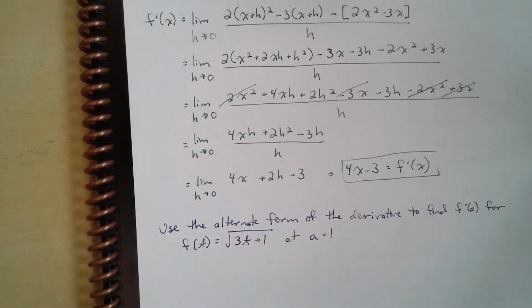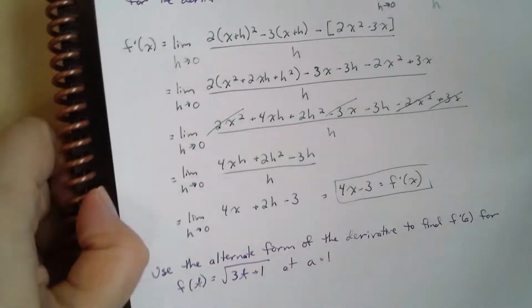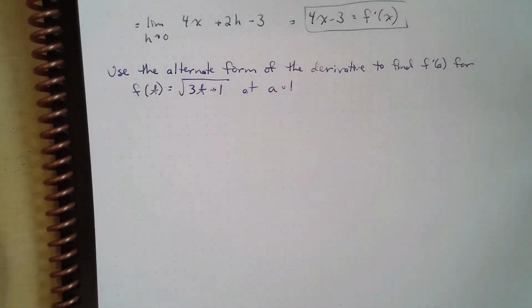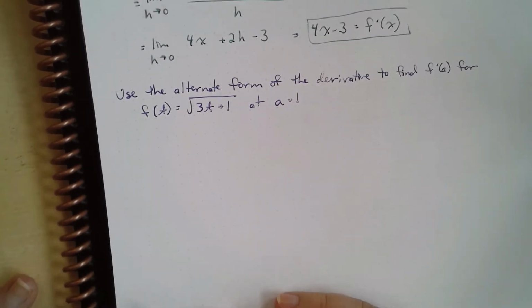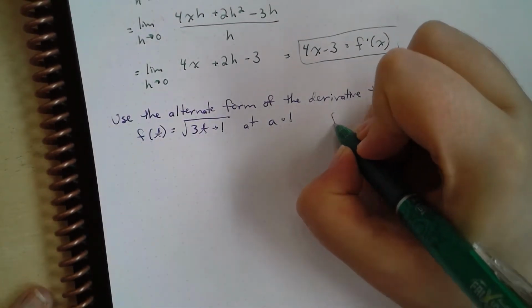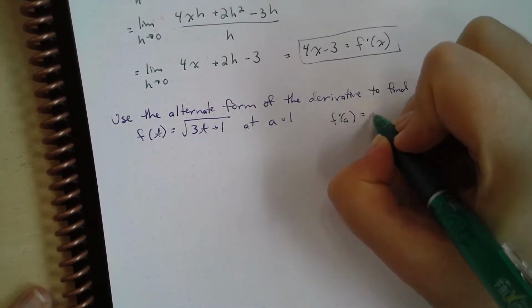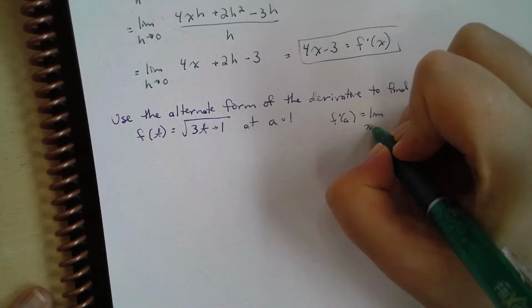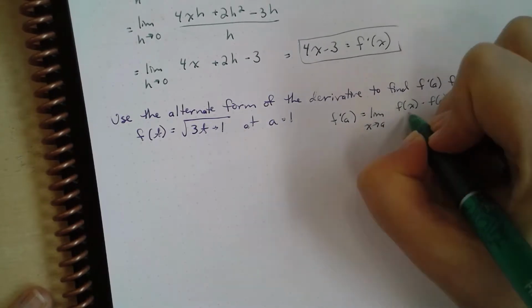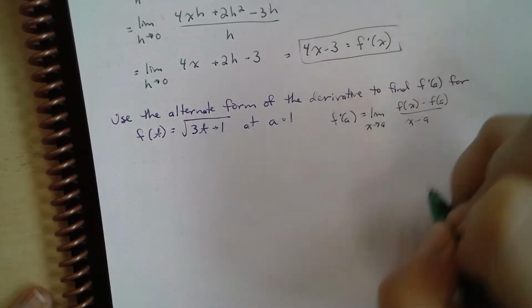So let's, excuse me, let's do another example here. We want to use the alternative form of the derivative to find f prime of a, for f of t equals the square root of 3t plus 1 at a equals 1. Well, first thing that we're going to need, we're going to use that definition: f prime of a is equal to the limit as x approaches a of (f of x minus f of a) over (x minus a).